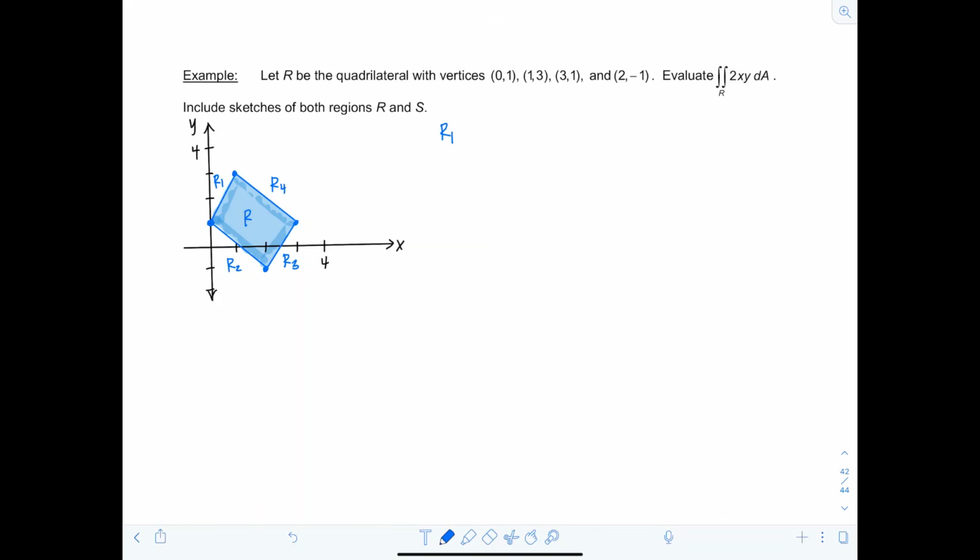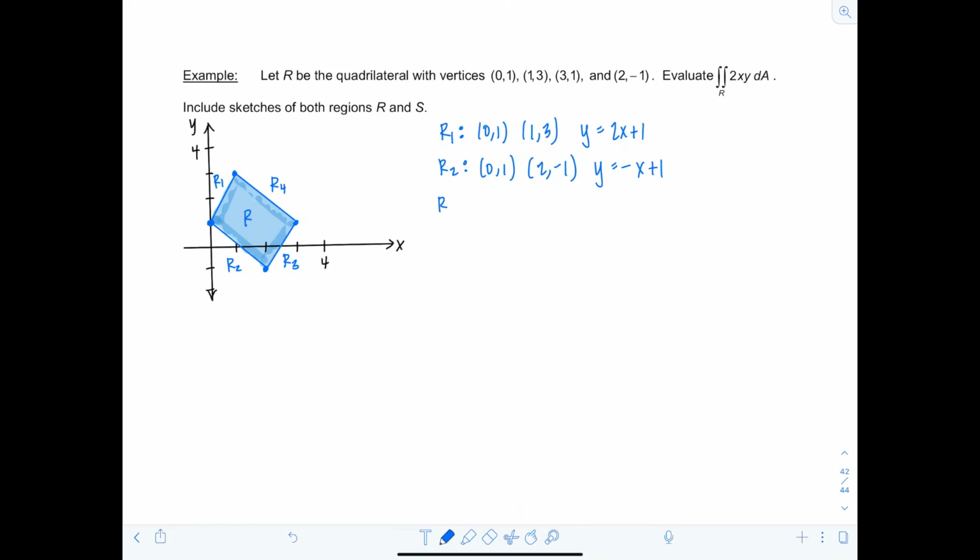Okay, so R1 connects the points (0, 1) with (1, 3). That's a line segment. The slope is 2, y-intercept is 1. So that's y equals 2x plus 1. R2 connects the points (0, 1) and (2, -1). Y-intercept is 1, slope is -1, so that would be y equals -x plus 1.